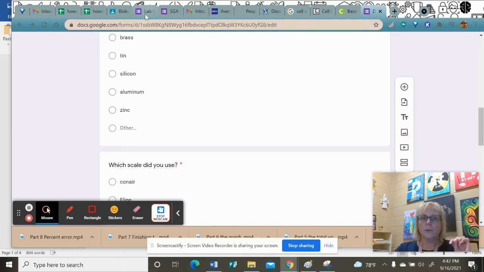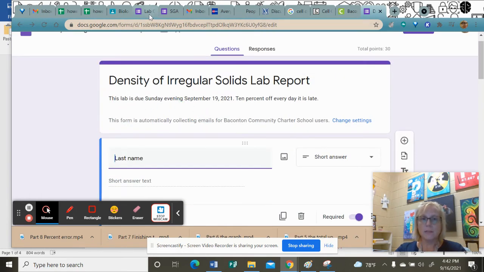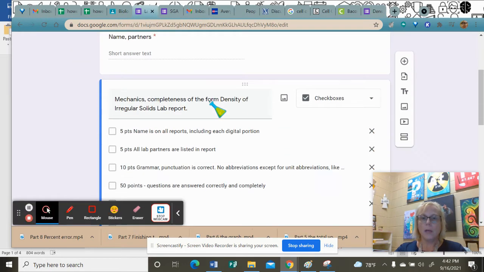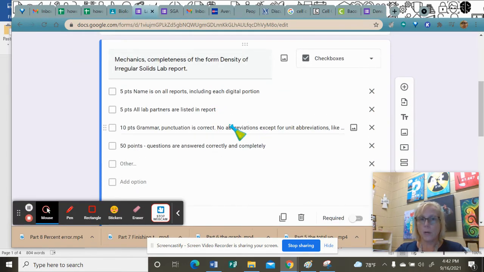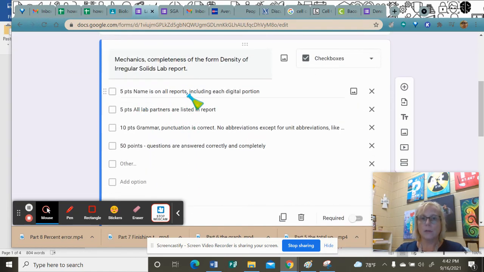Now, what I'm going to do is grade yours and your partners' together and make sure that you have all these things. And I'm going to fill out my own grading rubric. As you can see, this is going to be worth quite a bit of points. This is for me to fill out, so that I know what the grade is. But here's what I'm looking at.